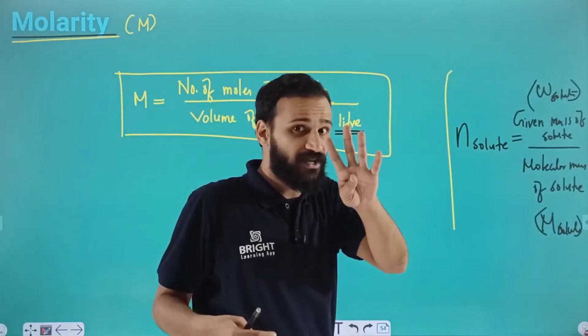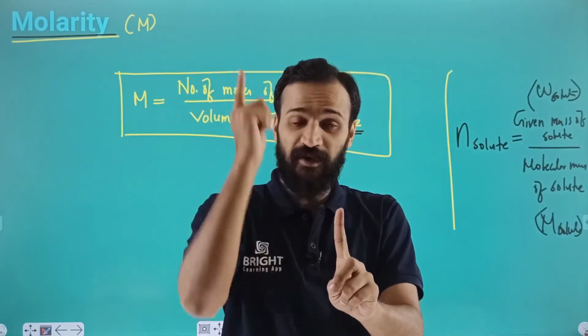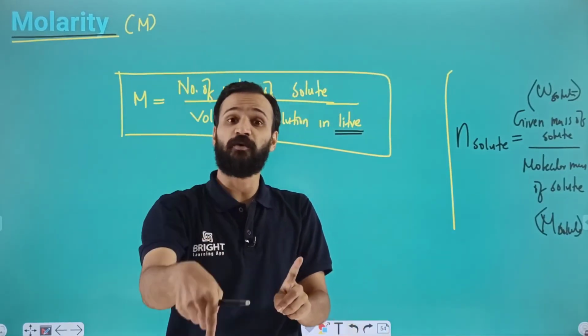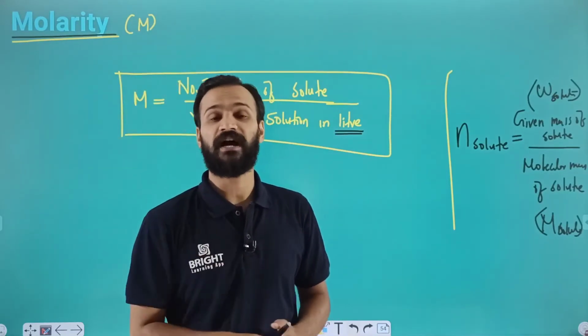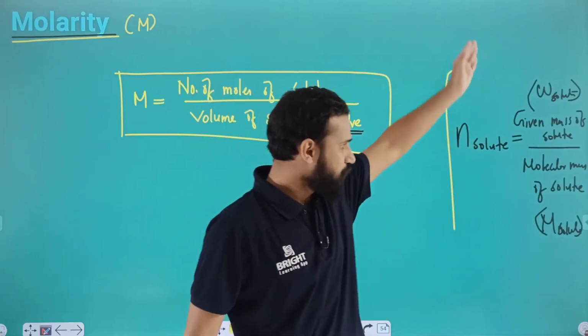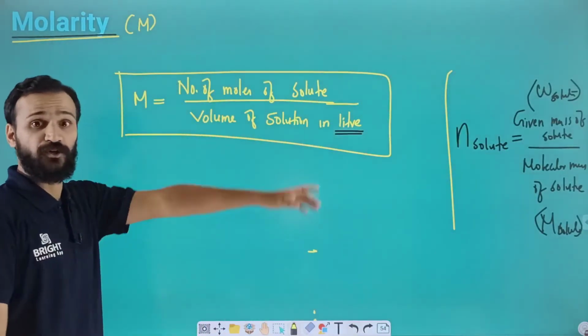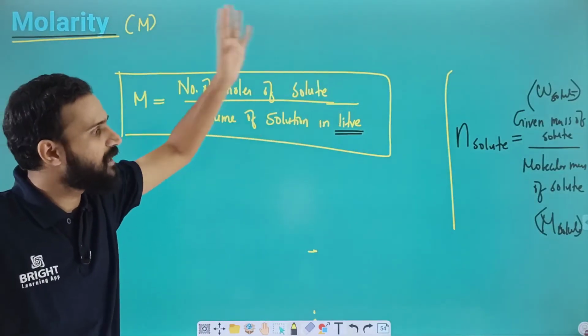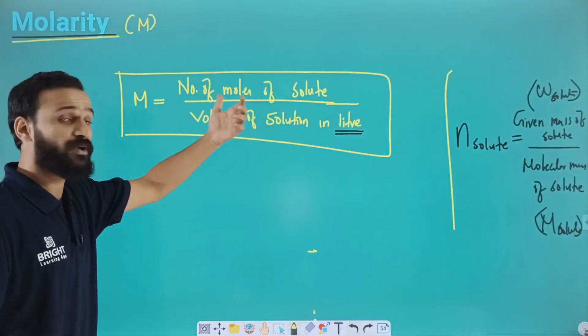We already learned four equations. You remember that? Given mass divided by gram molecular mass, given mass divided by gram atomic mass, given volume divided by 22.4, and given number divided by Avogadro number. Do you remember? You have to recall that. So the number of moles of solute is equal to the given mass of solute divided by the molecular mass of solute, and we get the answer by substituting the values here.